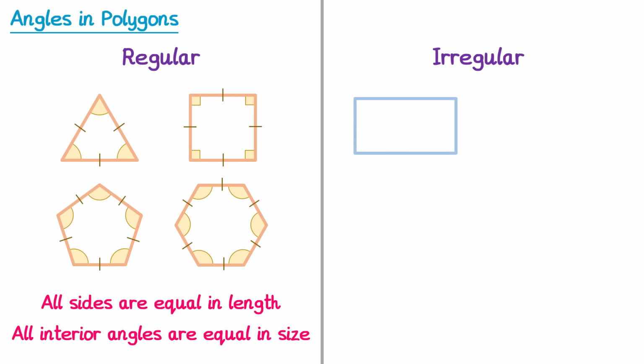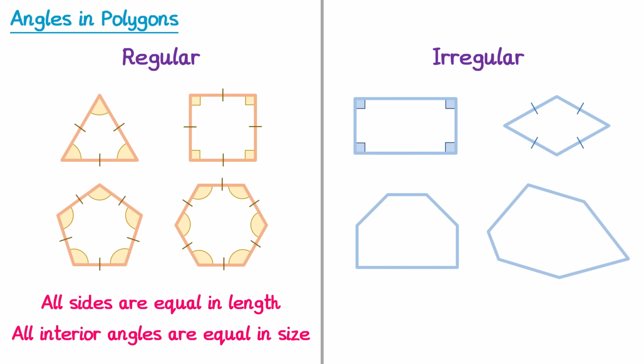For example, this rectangle here, all of the interior angles are equal, but the sides are clearly not equal in length. This rhombus here, all of the sides are equal in length, but the interior angles are not equal. And for these two polygons here, the interior angles are not equal, and nor are the sides equal in length.